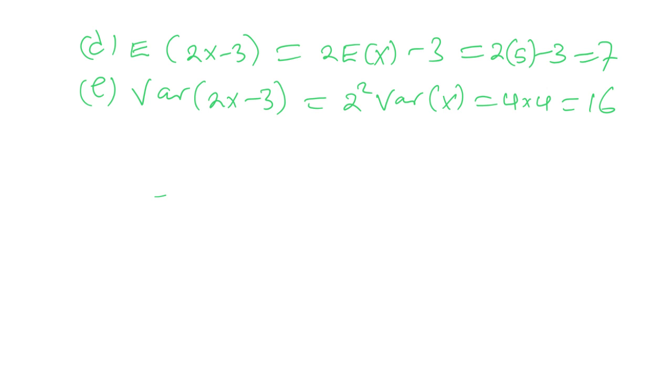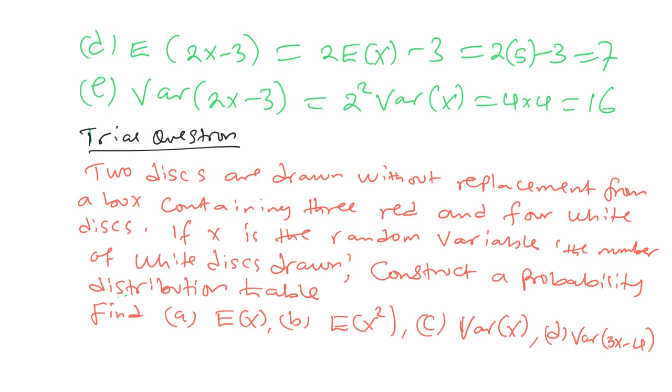So let me give you this question. It is for your own consumption. Do it, and you can always get back to me. Try out this question. It says 2 dice are drawn without replacement from a box containing 3 red and 4 white dice. If x is the random variable, the number of white dice drawn, construct a probability distribution table. They want you to find the expectation of x, the expectation of x squared, the variance of x, and the variance of 3x minus 4.